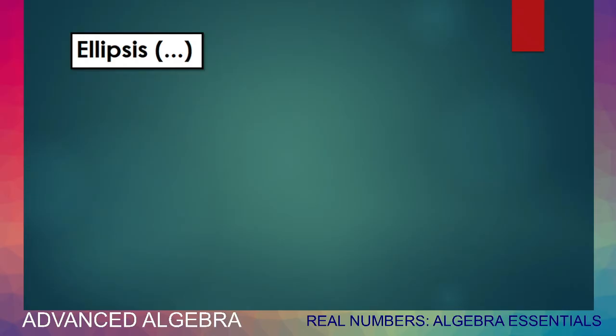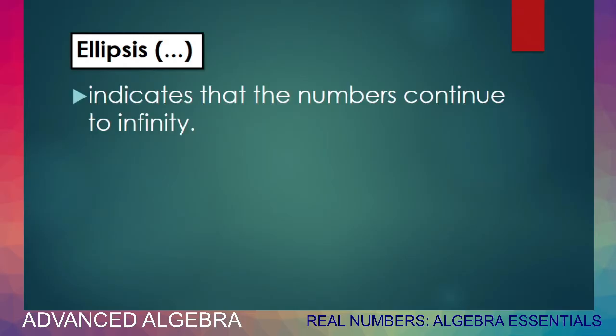Gumamit din tayo ng ellipsis. Yung tatlong tuldok dun sa example natin kanina. So, anong ibig sabihin nun? So, it indicates that the numbers continue to infinity. So, ibig sabihin, yung example natin kanina, hindi lang yun yung under ni natural numbers. So, di ba, kaya nilalagyan natin ellipsis kasi madaming numbers yung under ni natural numbers. Okay? So, pwede natin gamitin kapag madami na, para hindi mag-consume ng space, kaya tayo gumagamit ng ellipsis.